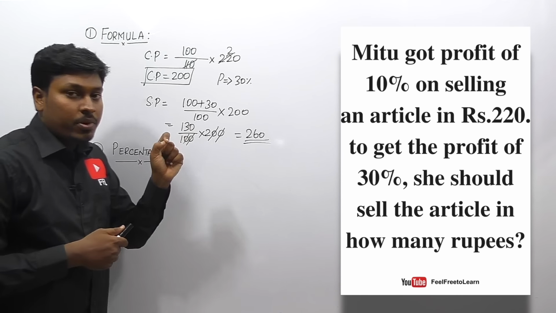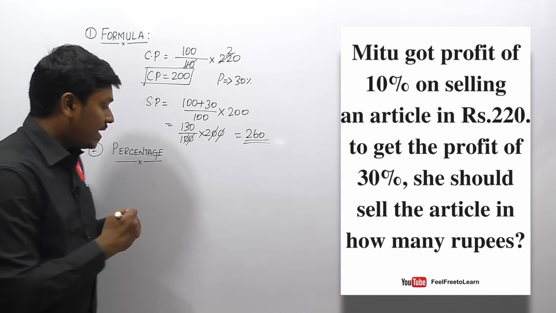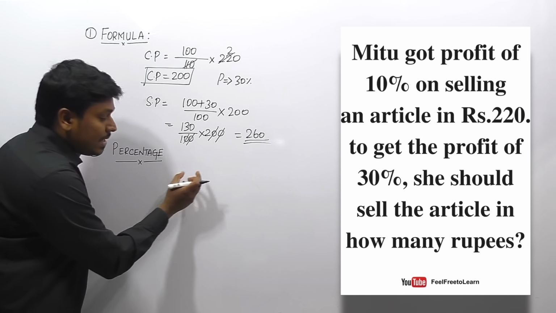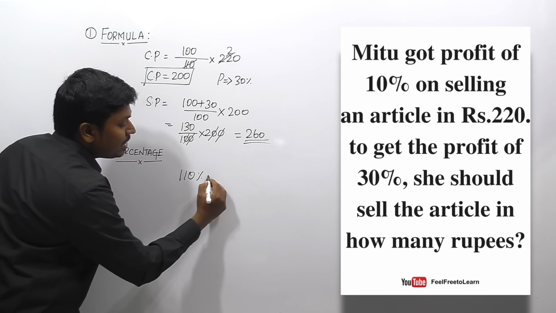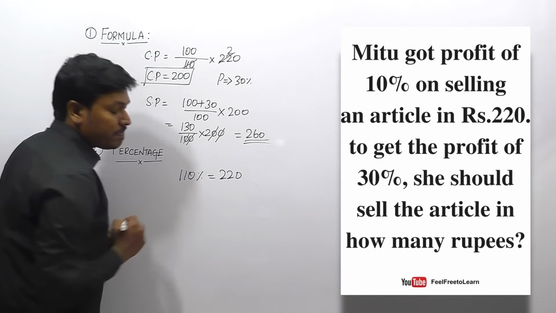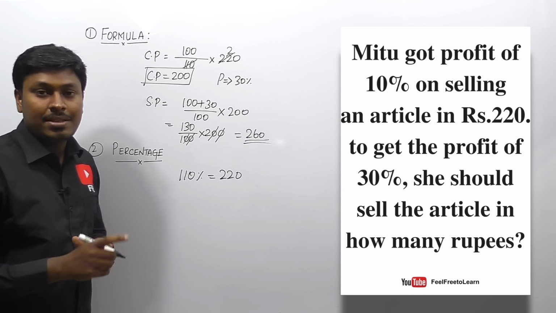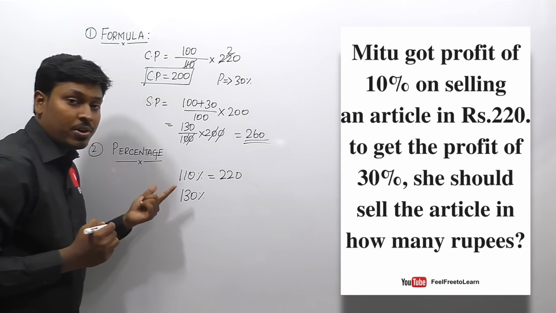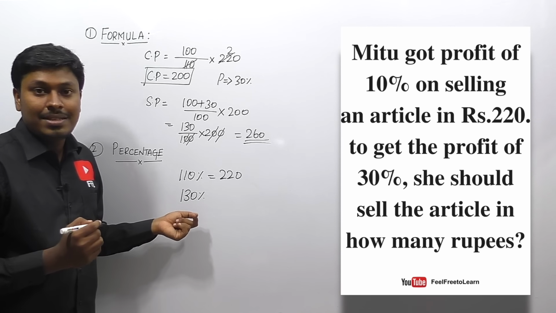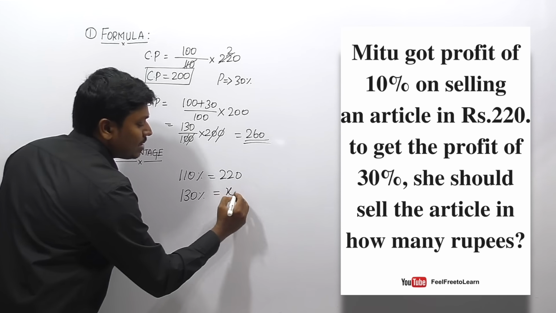Mitu got a profit of 10% by selling an article for 220 rupees. So we can say the cost price is 100, and he sold the article with 10% profit, so 110% will be its selling price, that is 220. Now what he planned is to sell the same article with a 30% profit. So this can be taken as 130%, because 100% is the cost price and 30% is the desired profit. So 100 plus 30 will be 130. So we need to find what 130% is.